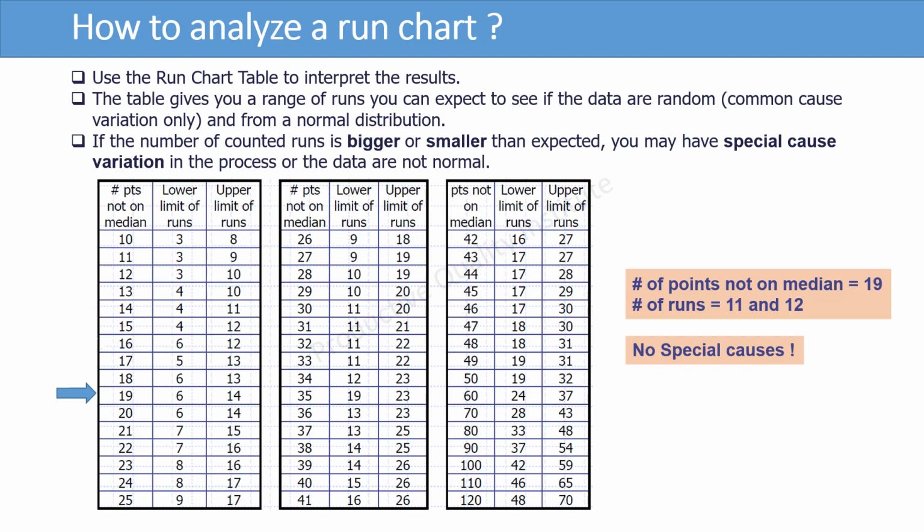Use the run chart table to interpret the results. The table gives you a range of runs you can expect to see if the data are random, with common cause variation only and from a normal distribution. If the number of counted runs is bigger or smaller than expected, you may have special cause variation in the process where the data are not normal. In our example, the number of points not on the median is equal to 19, while the number of runs is equal to 11 and 12. Therefore, no special causes.